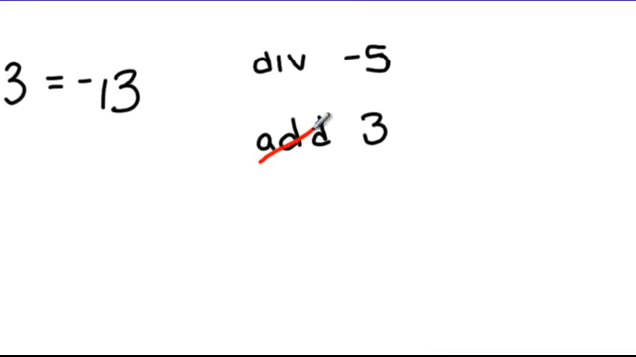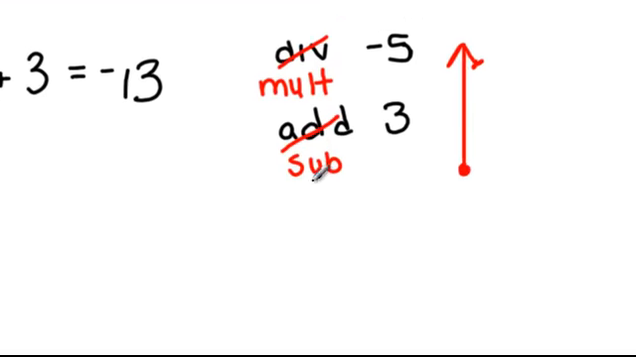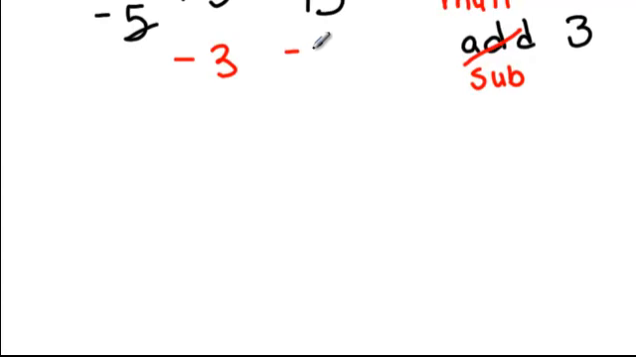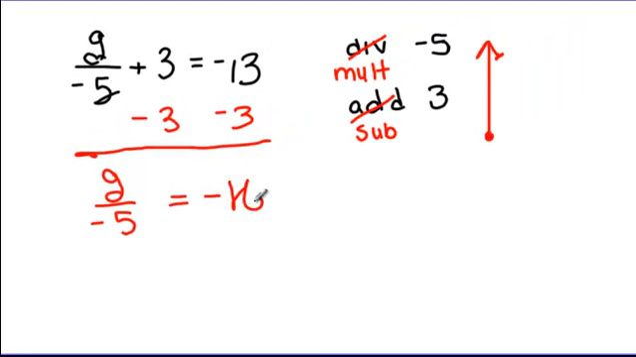So what's the opposite of add? You're right, subtract. And what's the opposite of divide? Correct, multiply. So remember, I'm going to start at the bottom and work my way back. So I'm going to subtract 3 from each side. That gives me g over negative 5 equals negative what? 16. Good. Now my next step is to multiply by negative 5.